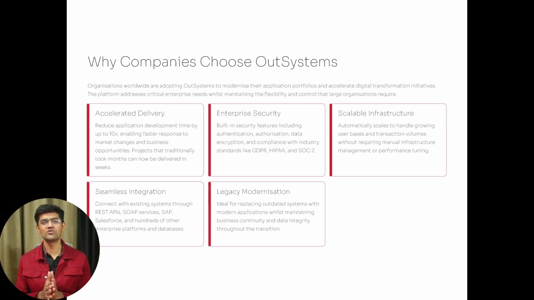So why do companies choose OutSystems? Of course, for accelerated delivery and for enterprise security. OutSystems provides built-in security features including authentication, authorization, data encryption, and compliance with industry standards like GDPR, HIPAA, and SOC 2, correct? Then scalable infrastructure.